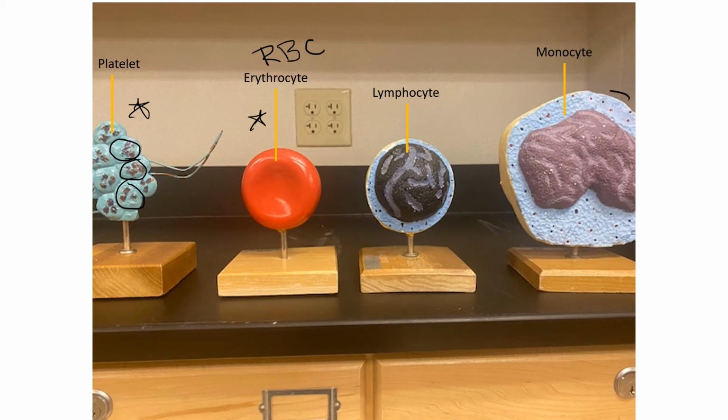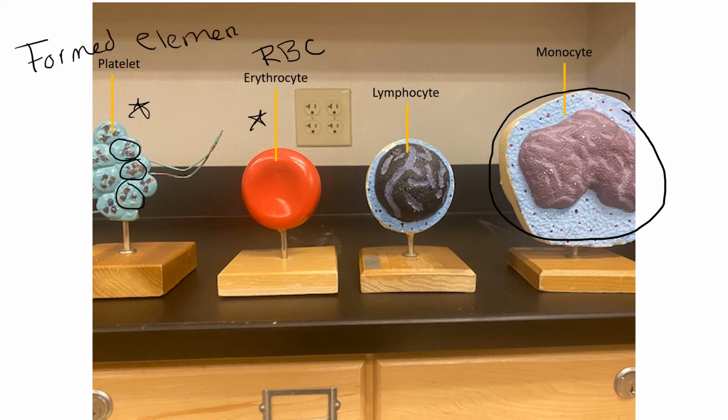Now I said there was a size difference, and I was referring to monocytes. Monocytes are enormous. You don't have a whole lot in your body at any given point in time, but they are really quite large compared to the other formed elements, which, remember, these are all formed elements.